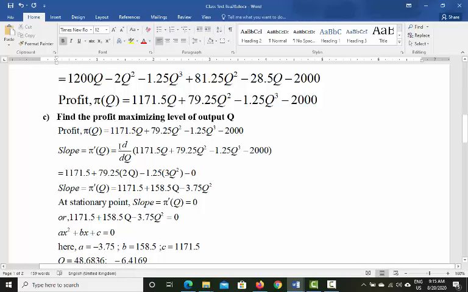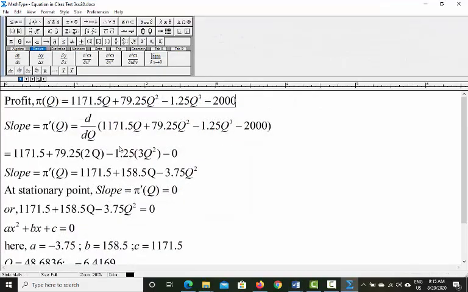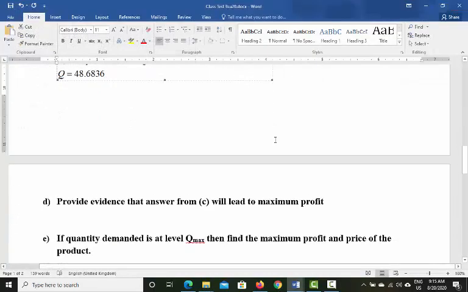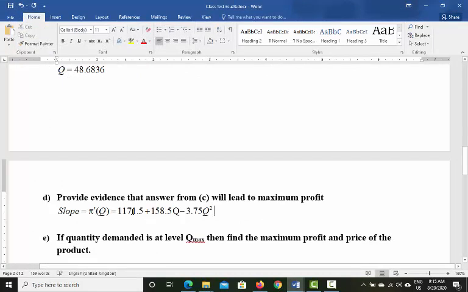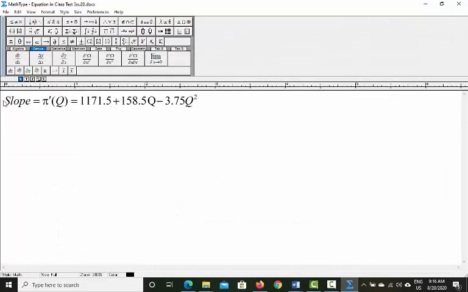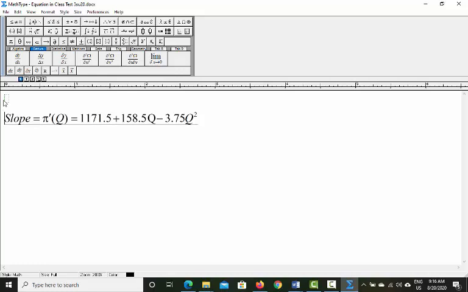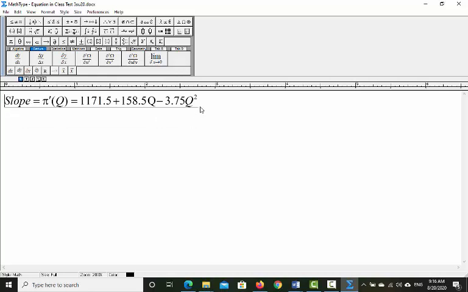To prove it, we will need the slope function. This is the slope function. We can prove it using the first differentiation method. I'm going to show you the proof using both methods. So let me prove it using the first differentiation method first.